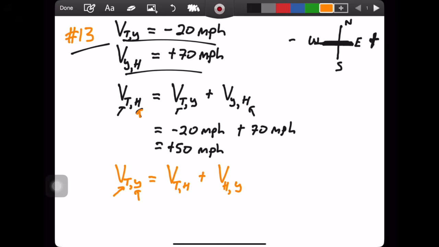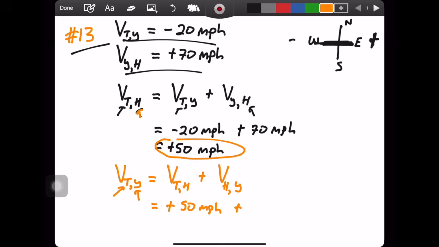So the highway, if you can imagine, it thinks it's stationary. And so it's going eastbound with respect to the highway at 50 miles an hour. Positive. With respect to the highway, the velocity of the truck is 50 mph. That shouldn't be surprising because we just solved for that. All right?